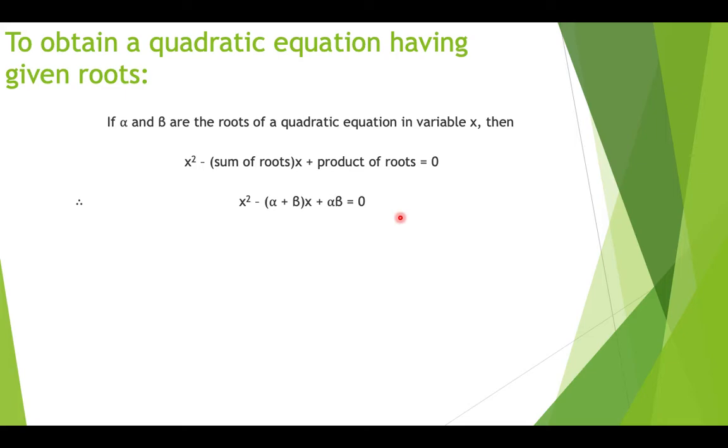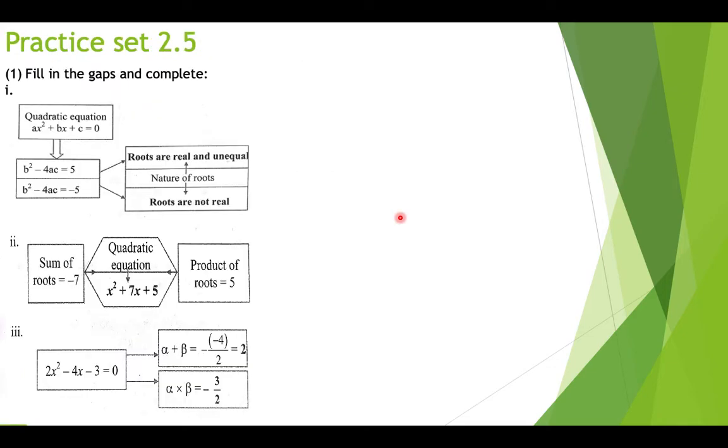Now let us go for the practice set. In this practice set, the first question is to fill in the gaps and complete. We are given the quadratic equation ax square plus bx plus c is equal to 0, where b square minus 4ac is equal to 5. When b square minus 4ac, that is the discriminant delta, is greater than 0, we say that the roots are real and unequal. Whereas when b square minus 4ac is less than 0, the roots are not real.